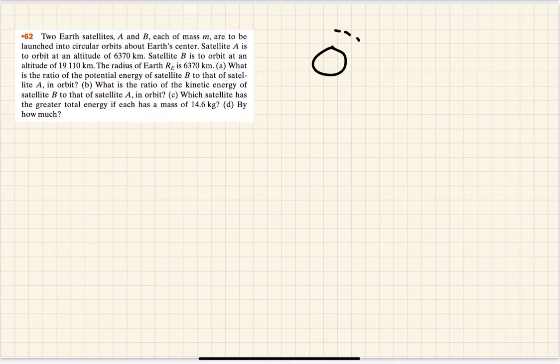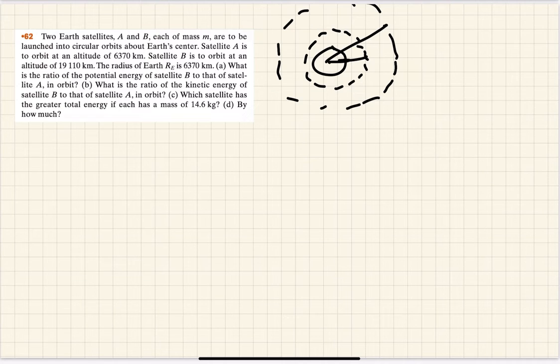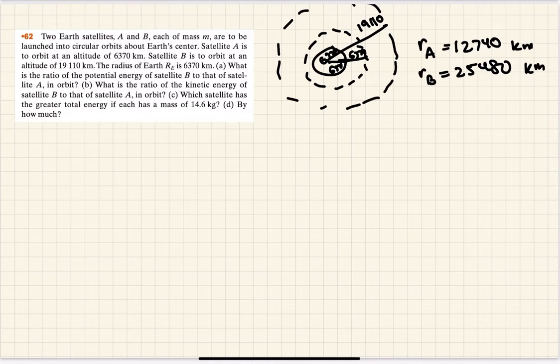You have two Earth satellites, this time not in the same orbit. Satellite A is at some orbit with an altitude of 6370. We also know that the radius is 6370. Satellite B is much farther, not to scale actually. This is 19110 plus the 6370 of the Earth. So yeah, we can't use the altitudes. We have to use the distance from the center. And so you're going to get a radius of A equal to 12,740 and a radius of B equal to 25,480, both in kilometers.